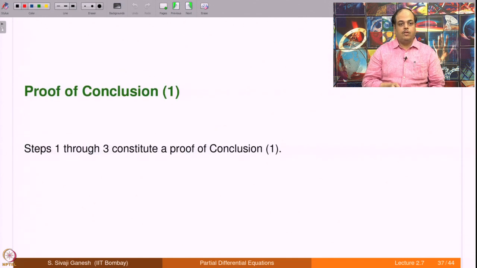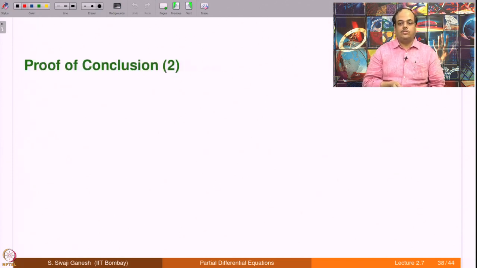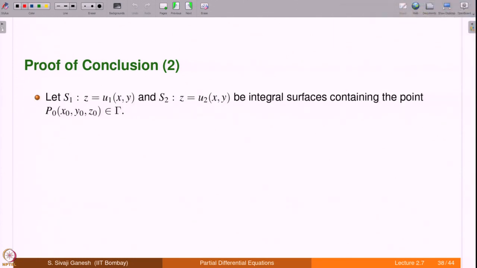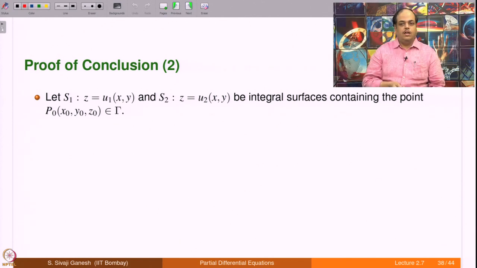So, let us prove conclusion 1, that is precisely steps 1, 2, 3. That gives the proof of conclusion 1, which is about existence. Now, let us do the uniqueness. Let S1 and S2 be as given, one defined on D1, the other defined on D2, and take this point P0 which is in gamma. Now, P0 is on gamma, and it is in S1 as well as S2.